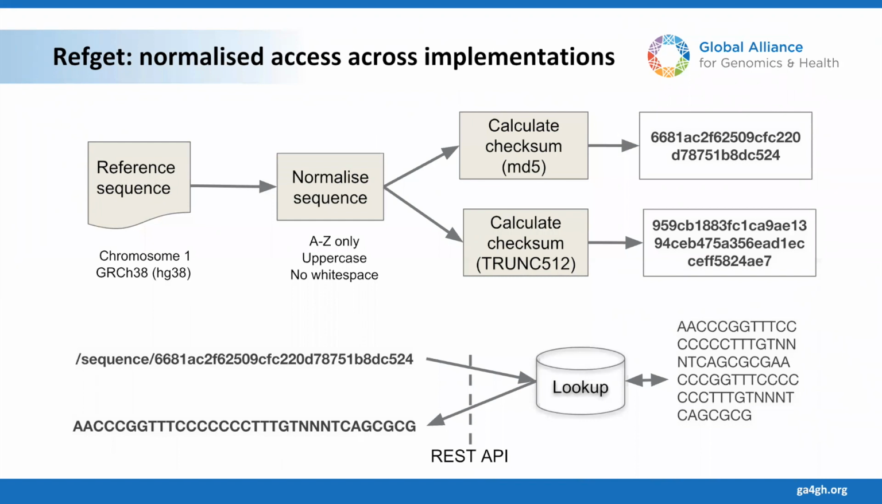What then happens is that these checksums are stored in a lookup database. That lookup database has a way to point towards the raw sequence. You come in with a URL that looks like this, so sequence/ and then give it the checksum identifier. Here we're using the MD5, and then the lookup database finds that sequence and then fires it back across the wire as a plain text formatted string.